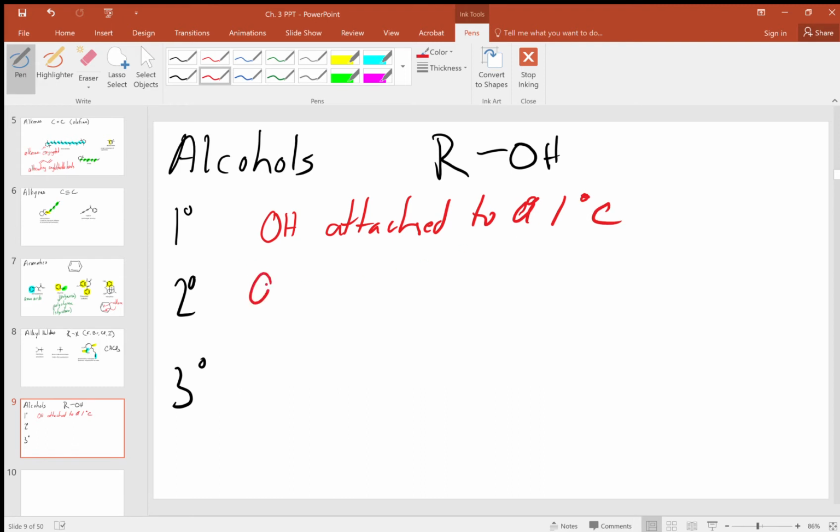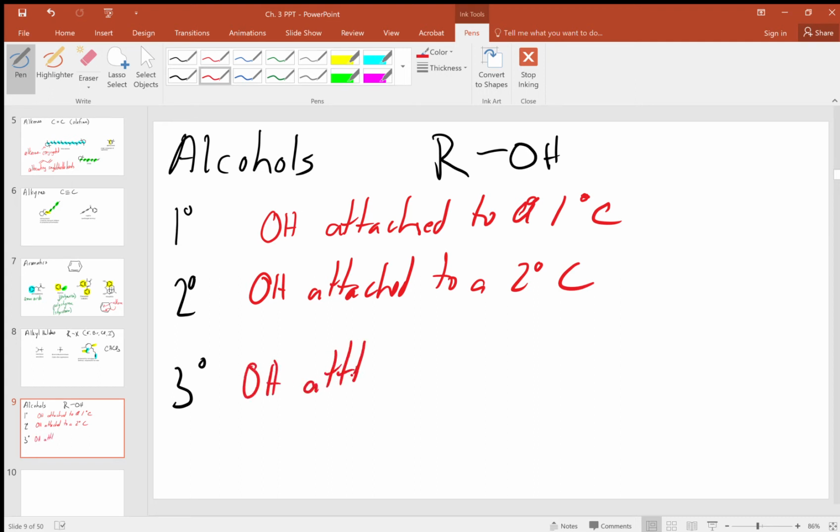In a secondary alcohol, the OH is attached to a secondary carbon. And in a tertiary alcohol, the OH is attached to a tertiary carbon. And there is, of course, no such thing as a quaternary alcohol because that would require the carbon having more than 4 bonds. So we can see some examples of alcohols here.